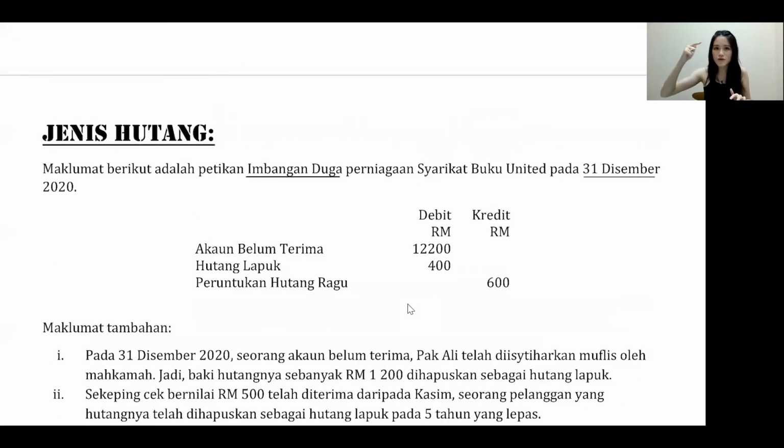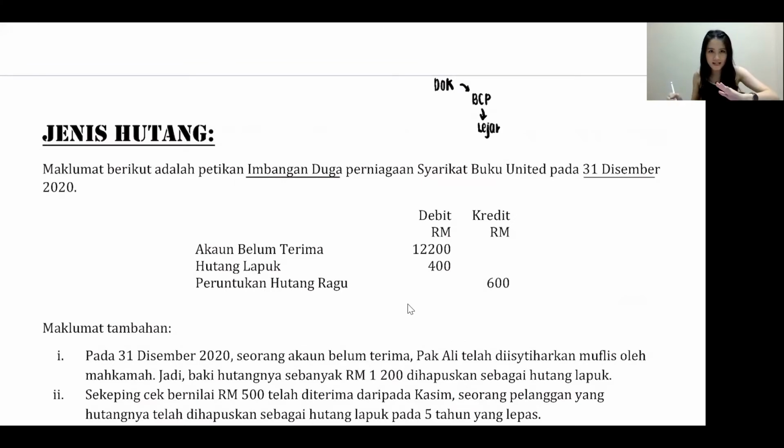Now, recall back to your Bab 1 of Form 4, where you learn your theory, okay? Kitaran perakaunan will start from document, and then you slowly go into buku catatan pertama, then proceed to lejar. So we stop here for a while, because lejar is where you find your baki HB and baki BB, isn't it? So then I will move it into my imbangan duga.